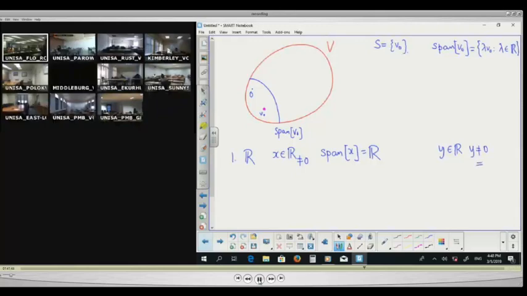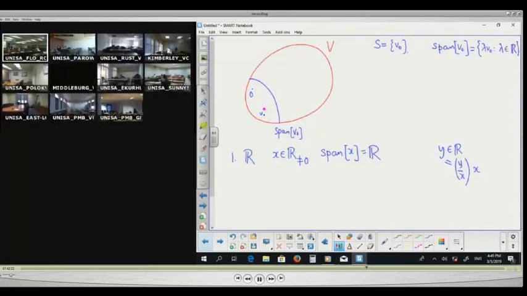Now, why do I need this? Any real number is actually, because you have taken X to be non-zero, this is actually a multiple of X. As simple as this. Okay? So, the span of X is R. So, there can be vector spaces V where this procedure stops.